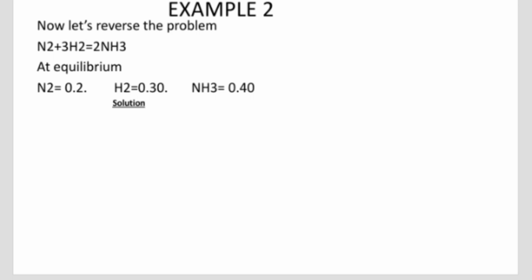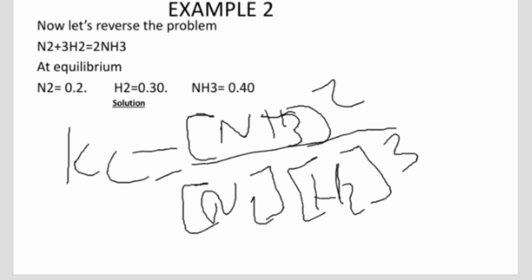So at the end, we are going to see that the Kc expression is Kc is equal to [NH3] power 2. Where is the 2 coming from? The coefficient. Over [N2] times [H2] power 3, the coefficient also. Now for this one, there is no need of using the ICE table, because you have already been given the values at equilibrium. Now what do you do?